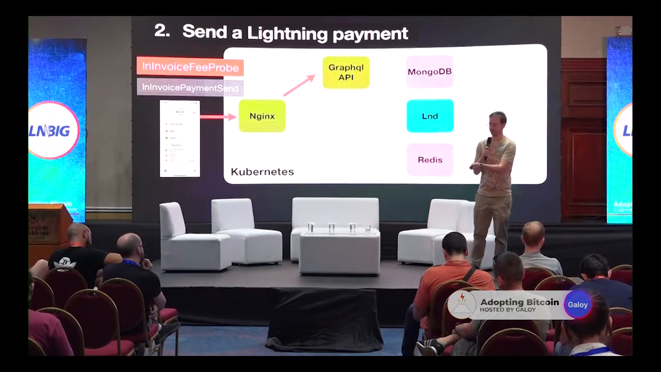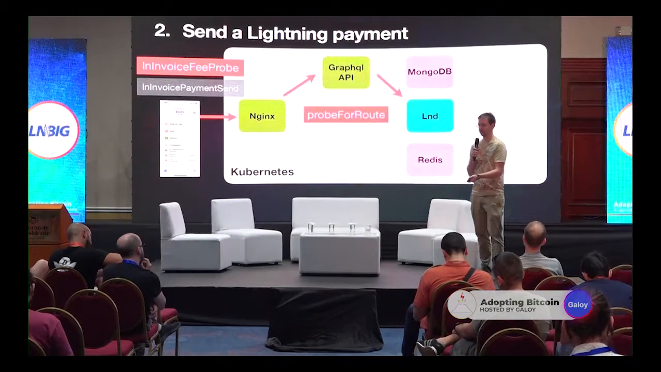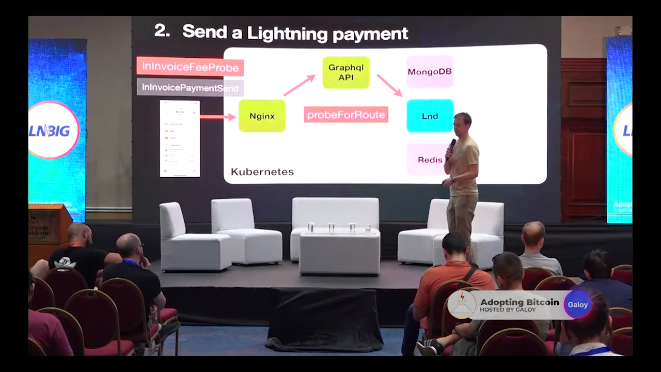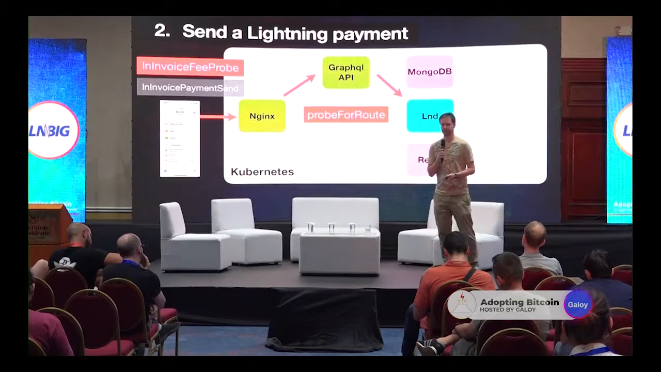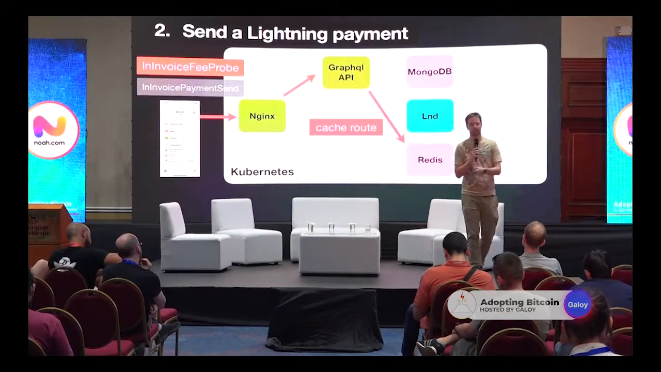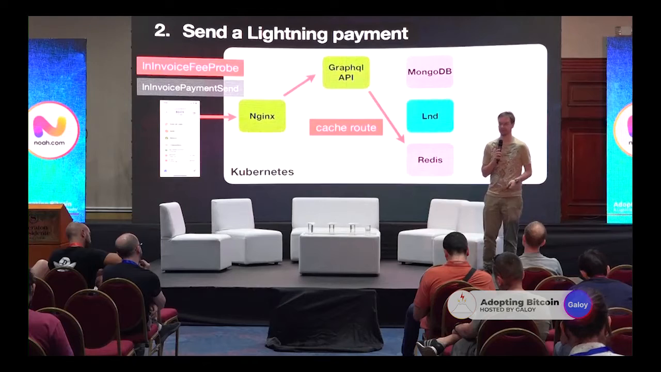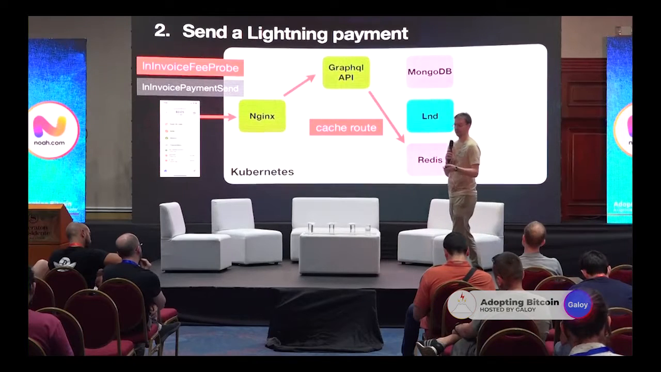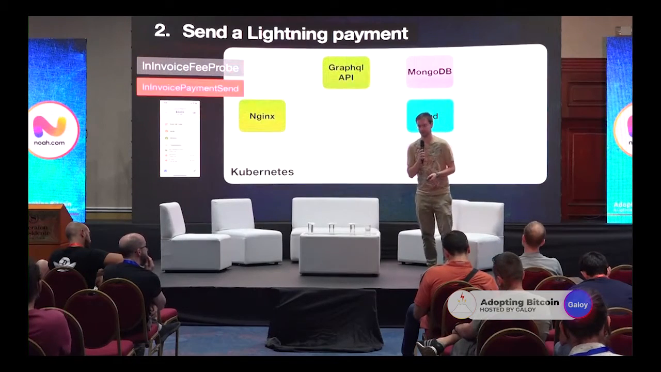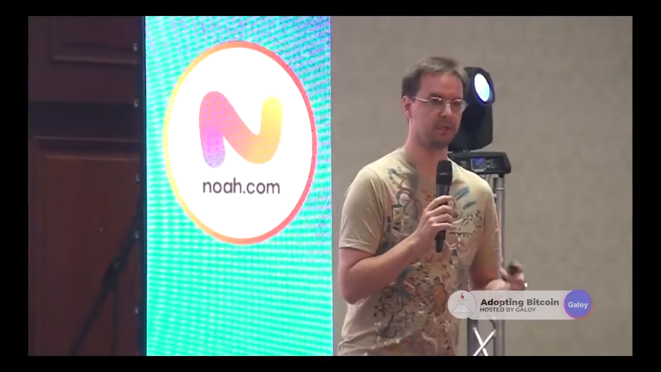So again, the call comes in to the business logic. We're going to ask LND to probe for a route. And if a route was found, we can cache it in Redis and return the fee back to the UI. Then the user can confirm the payment. Yes, I want to make this payment for this fee.